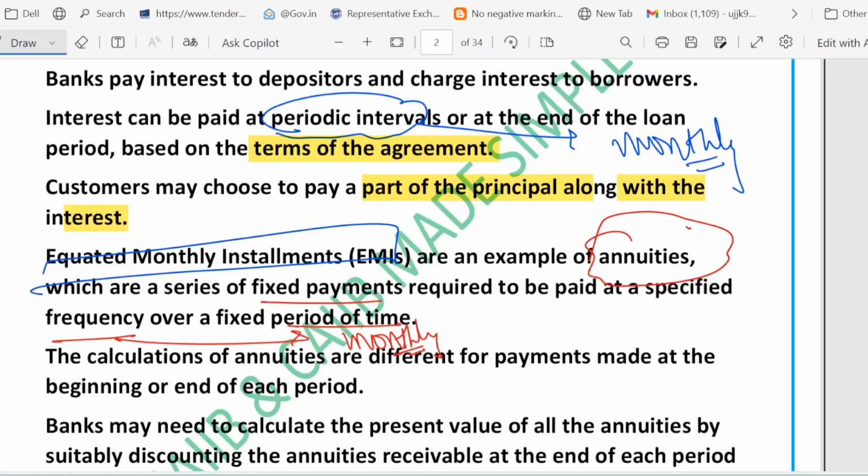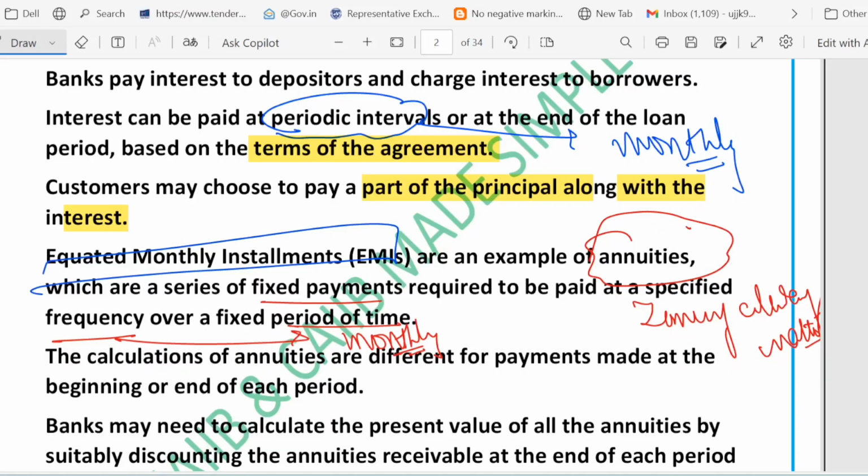Whether payments are made at the start of the year or at the end of each period changes the math. So timing always matters. EMI is a type of annuity. It is a fixed payment you make at a set frequency, usually monthly, for a fixed time. Whether payments are made at the start or at the end of the period changes the math. That's why I say timing always matters.